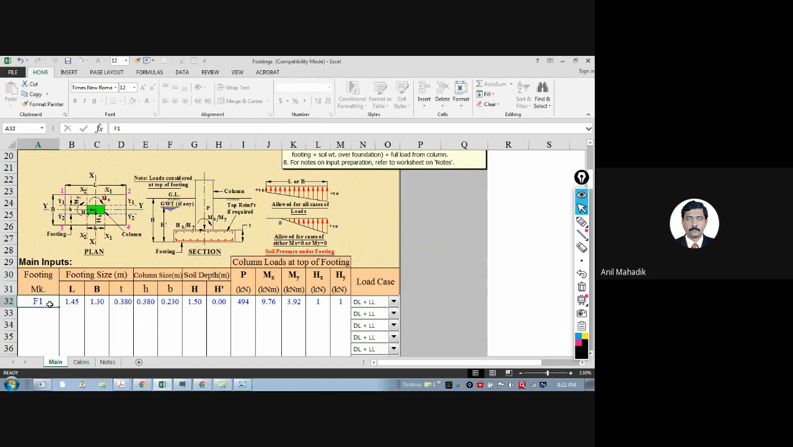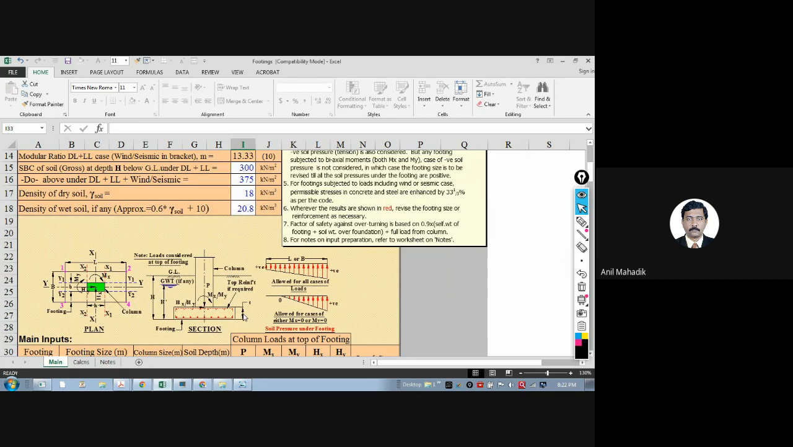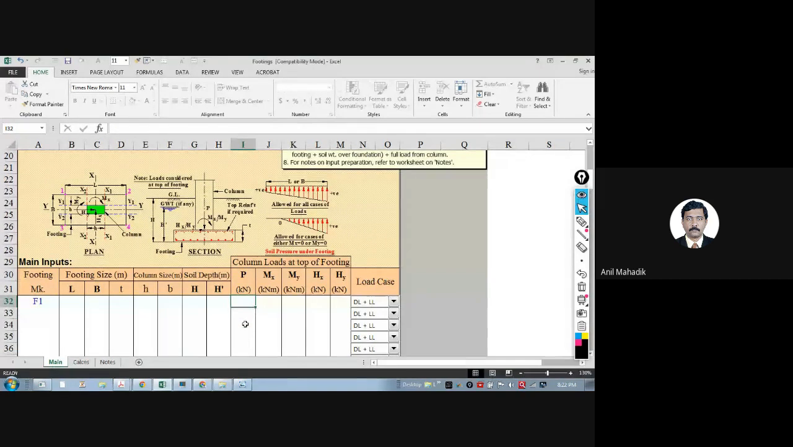So let's assume the footing name as F1. I'll give the name. Here you only know the axial load on the column, which is the working load, 1500. This is the only thing I know. I don't know the size of the footing because I need to design it. So first of all, you need to assume L, something approximately.